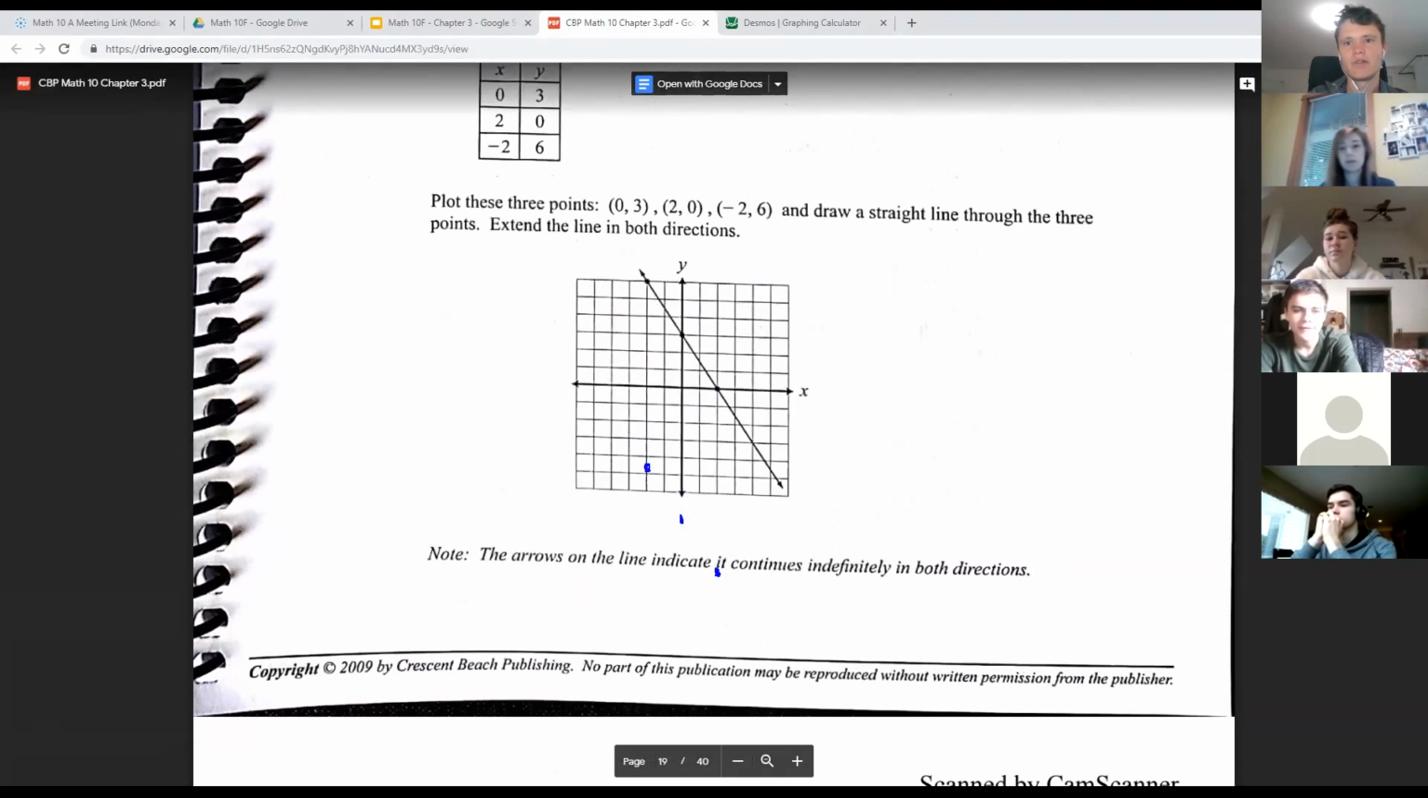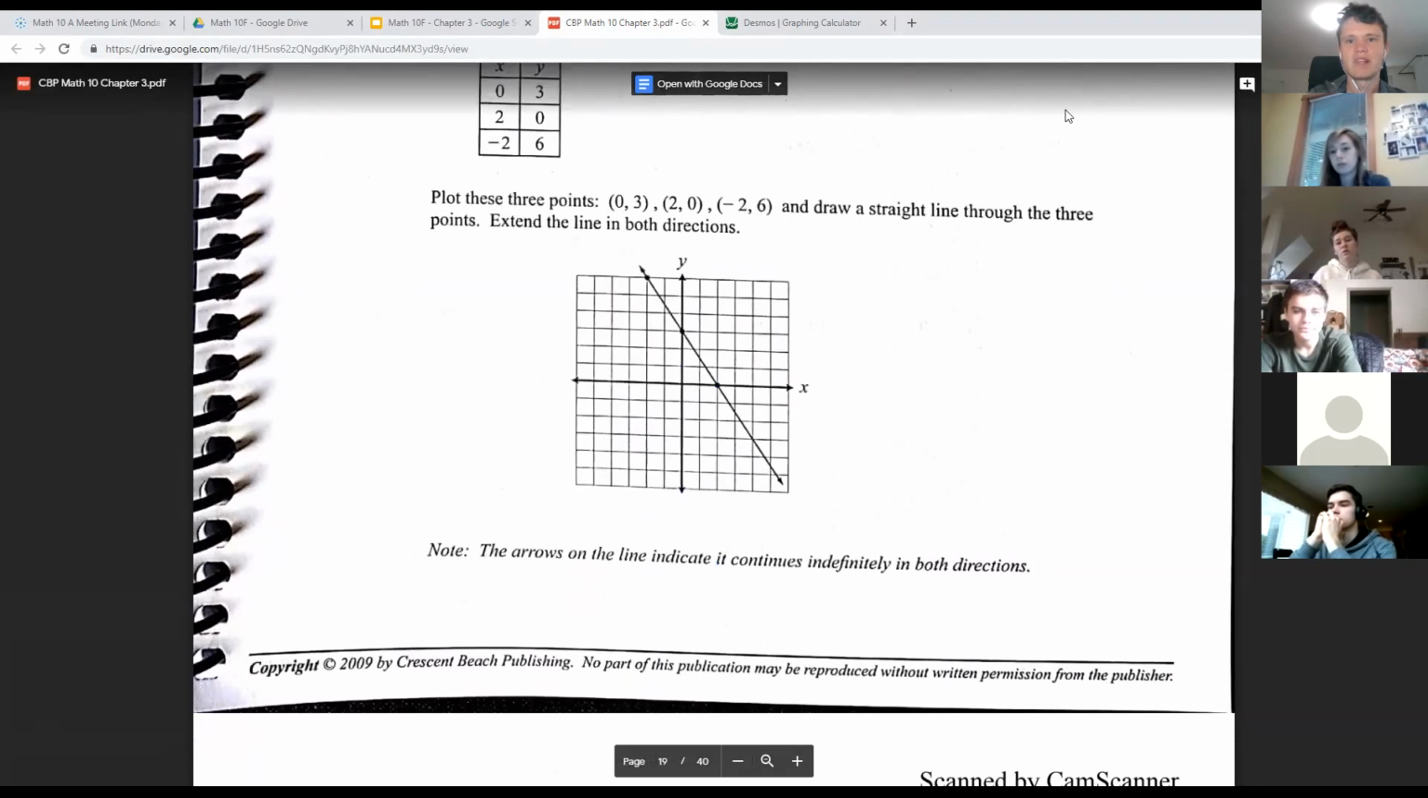And then we have one more note here. Because these equations will continue to go off into infinity, we draw these arrows at the end. If it didn't have the arrow at the end, it kind of implies that it ends at that point. It ends wherever your drawing ends.